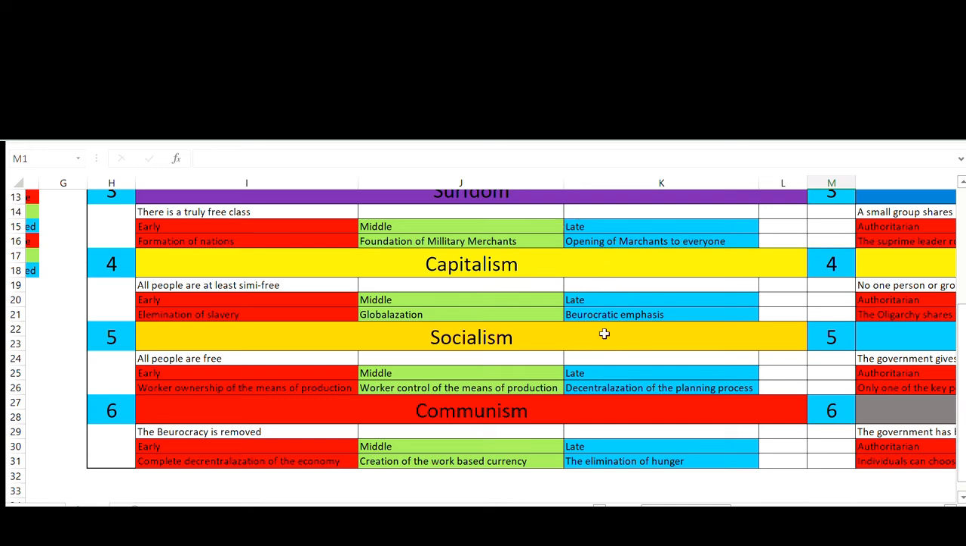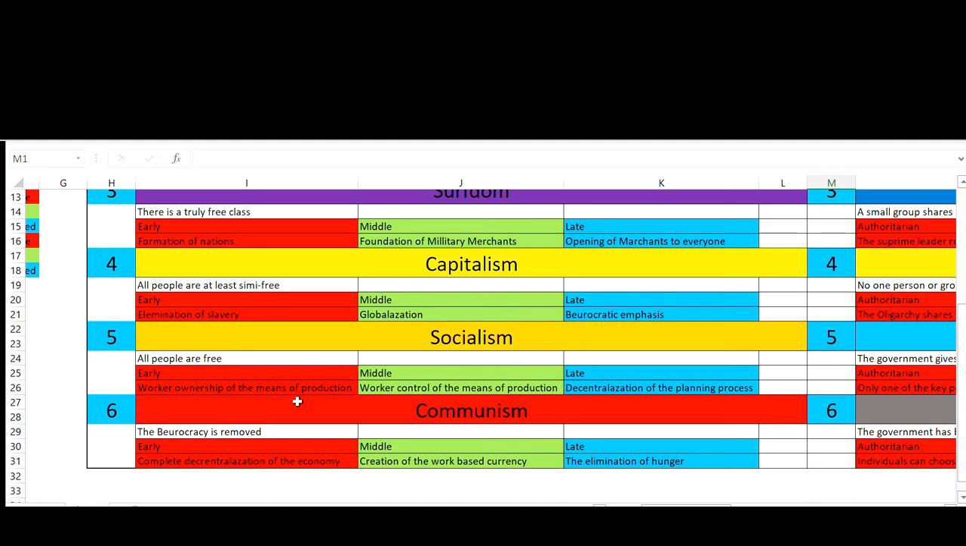Now we're moving on from late stage socialism to early stage communism. So now we're on the sixth and final stage of economic Marxism. This is communism. This is where bureaucracy and all the unnecessary inefficiencies that are found in socialism are removed.